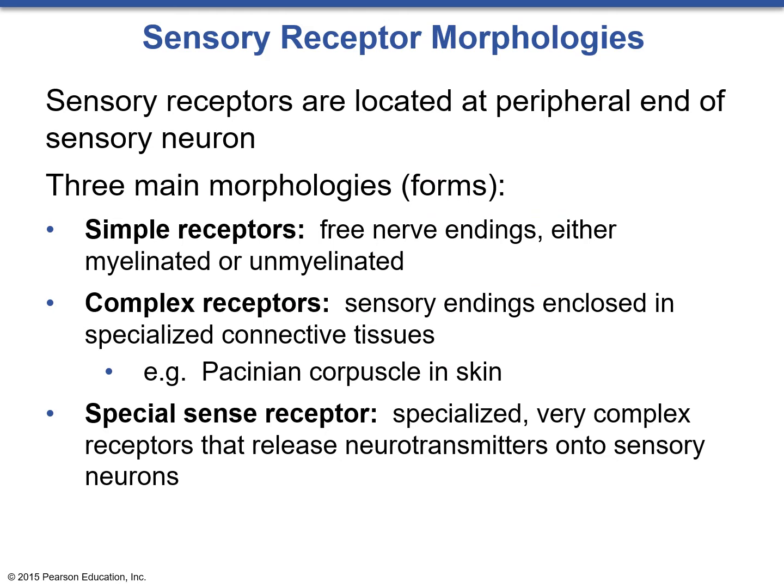So when discussing sensory receptor morphology, sensory receptors are always located at the peripheral end of a sensory neuron. They're going to be exposed to the outside environment. They come in three types of morphologies: a simple receptor, a complex receptor, and then a special sense receptor. Simple receptors are exactly like they sound. They are free nerve endings. Now, they may be myelinated or unmyelinated. They're exposed to the outside environment and respond with general touch.